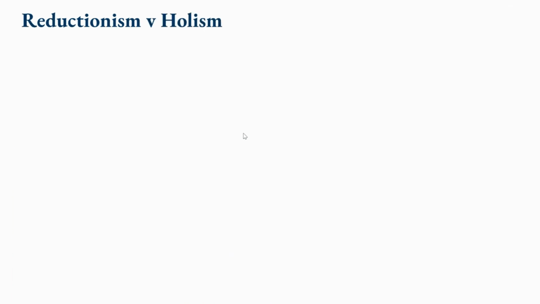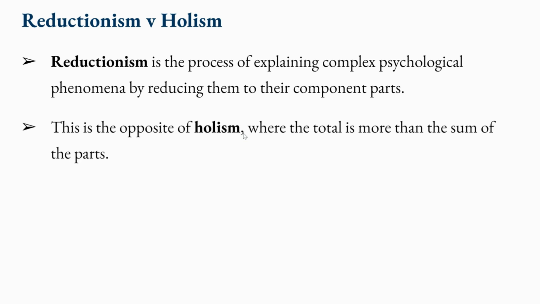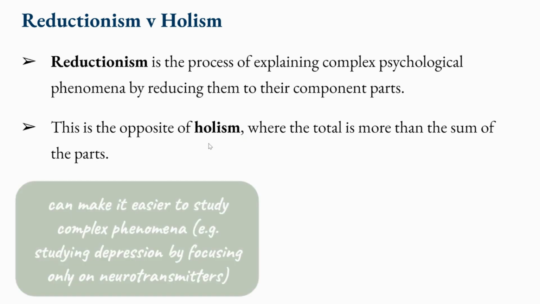Secondly, reductionism versus holism. Reductionism is the process of explaining complex phenomena, that's hard to say, by reducing them to their component parts. So breaking something down in a simplistic way. It's the opposite of holism. That's the idea that the total is more than the sum of the parts. So if you break things down, you lose something of it. You might miss out on interactions between different elements or something along those lines.